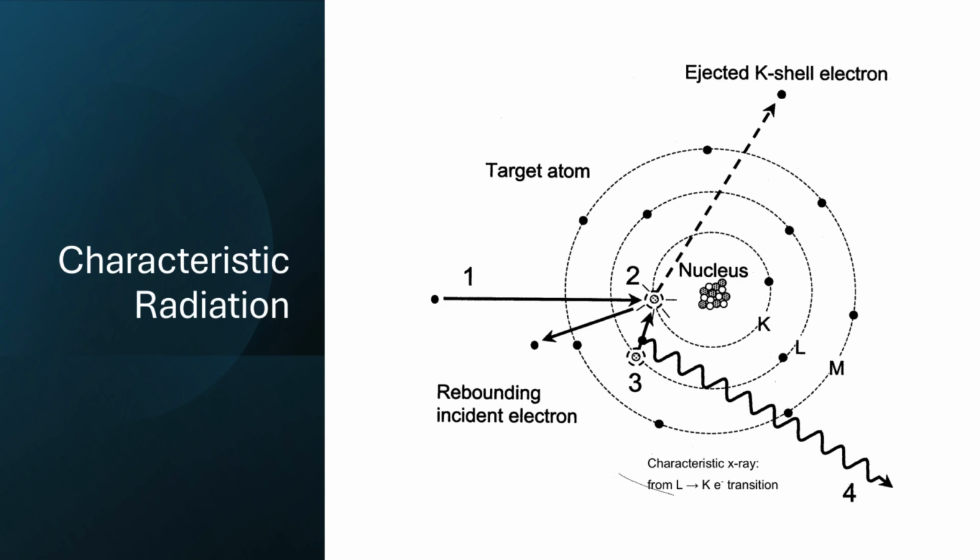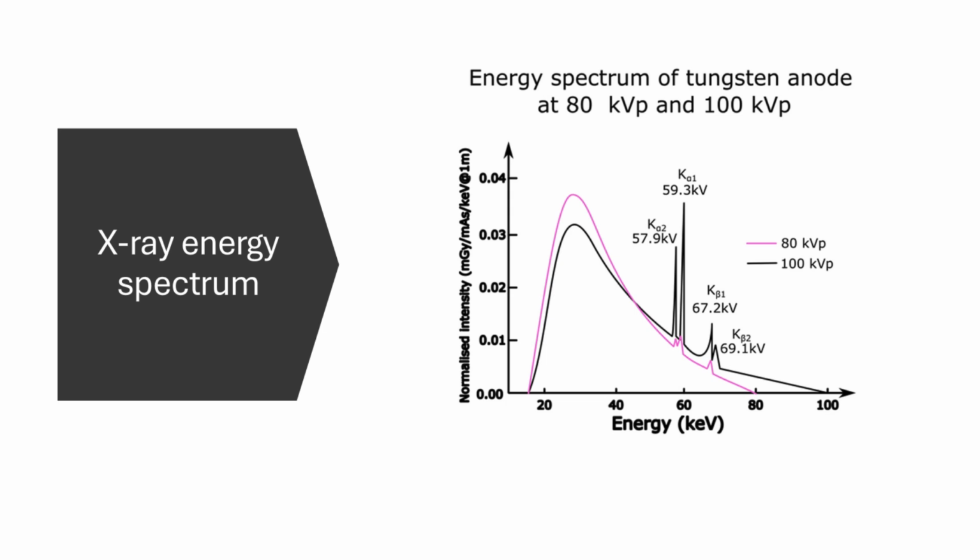The unfilled shell is energetically unstable, and an outer shell electron with less binding energy will fill the vacancy. As this electron transitions to a lower energy state, the excess energy can be released as a characteristic X-ray photon, with an energy equal to the difference between the binding energies of the electron shells. Binding energies are unique to a given element. The emitted X-rays have discrete energies that are characteristic of that element.